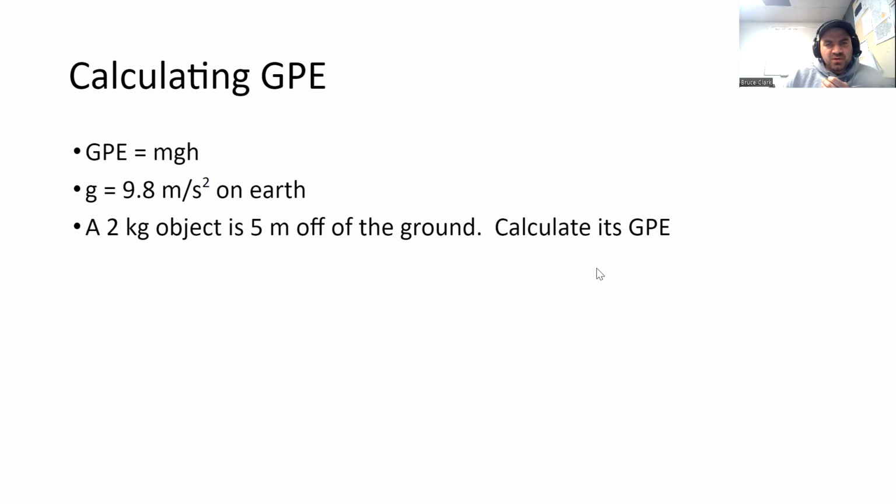So there's a little bit about gravitational potential energy. Like I said, pretty straightforward, just mass times the gravitational constant times height.